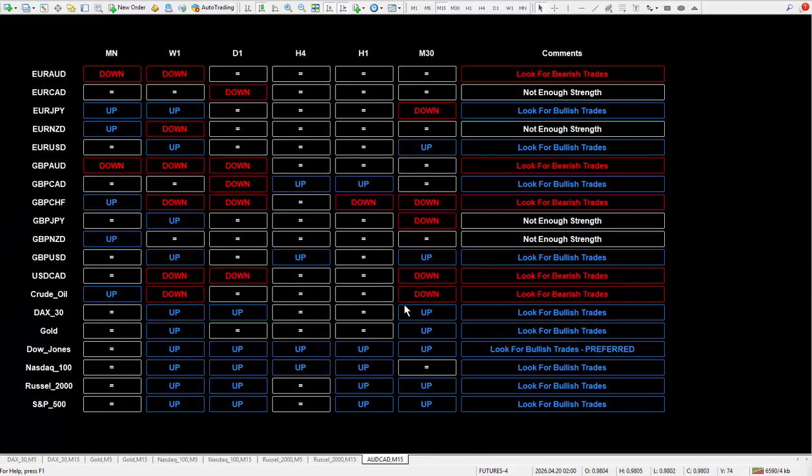Now here is my daily trade plan. It's running in real time. Checks from the monthly right down to the 30 minutes. And after some calculations within the comments here, it'll say look for bearish trades, bullish trades, sometimes preferred and sometimes there's just not enough strength.